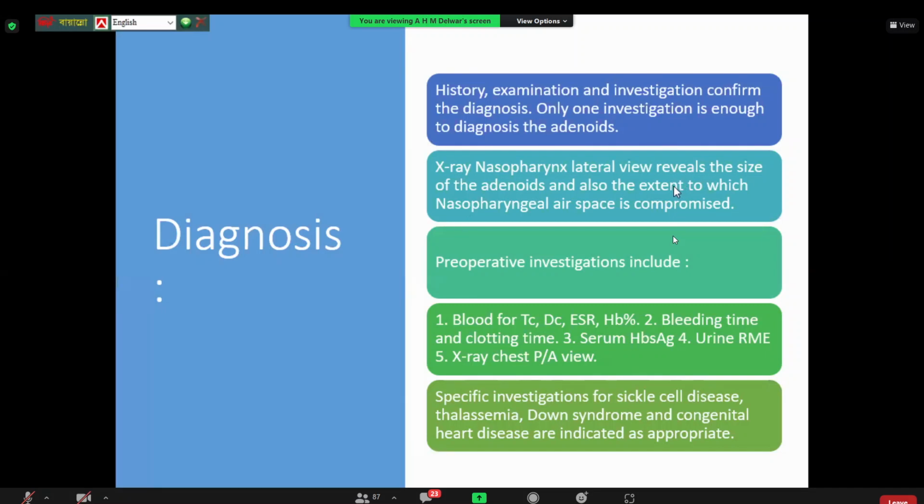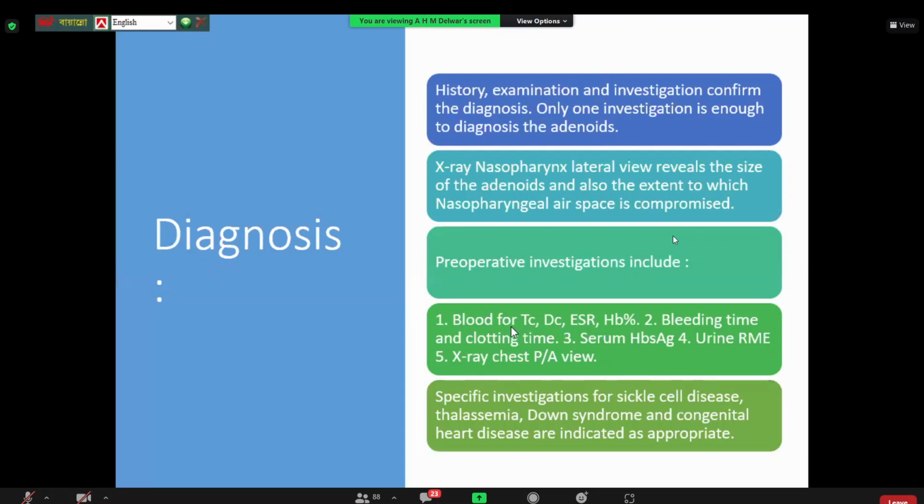one X-ray, X-ray nasopharynx lateral view. If we ask you in the viva question, only one thing you say to confirm the diagnosis of adenoids: X-ray nasopharynx lateral view reveals the size of the adenoids. Other investigations are common investigations for anesthesia, and for the patient, blood for TC, DC, CBC.